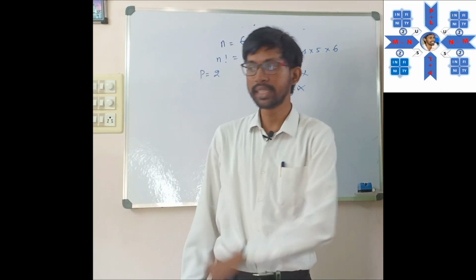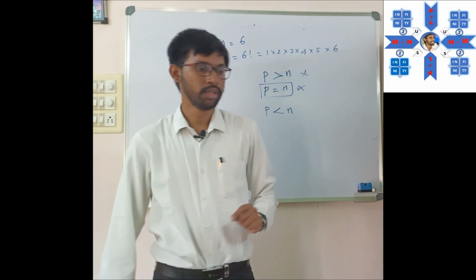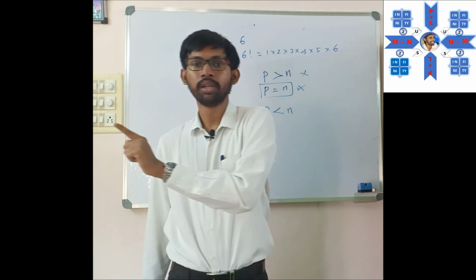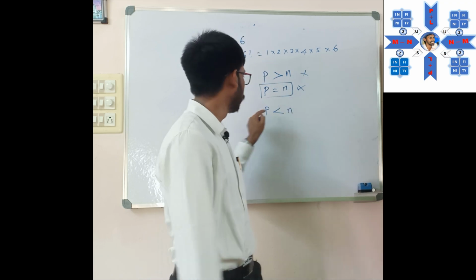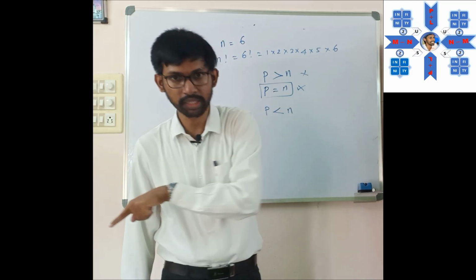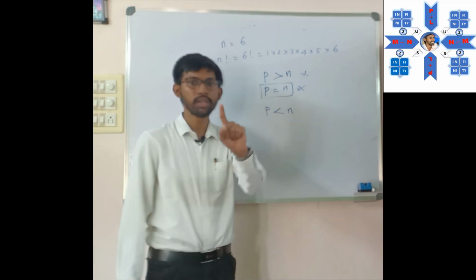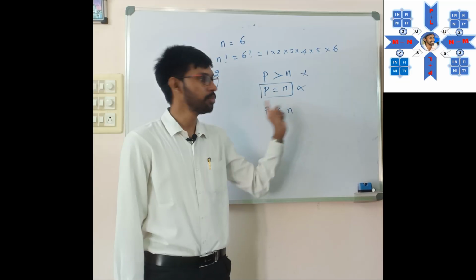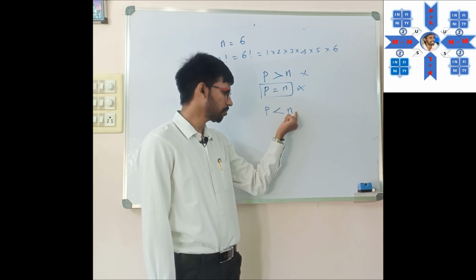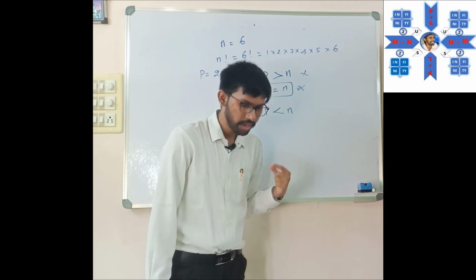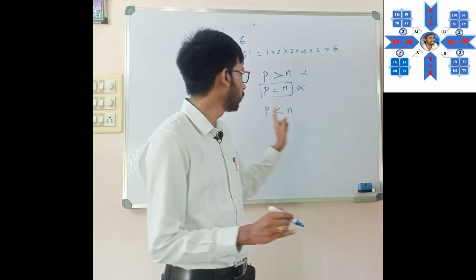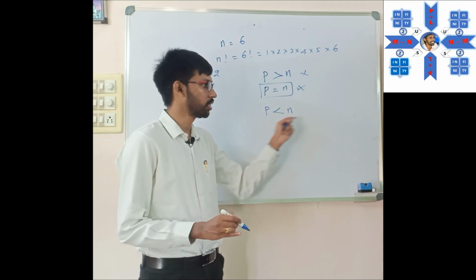If p is strictly less than n, then obviously since we are identifying n factorial, the product of all the numbers up to n, p itself will be a factor. P itself will be a member within that because p is less than n. So among that, p will be a factor because it is less than n.